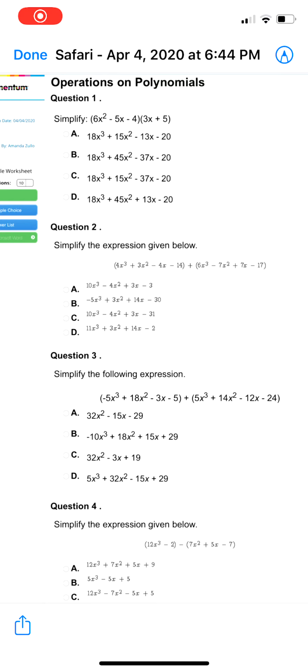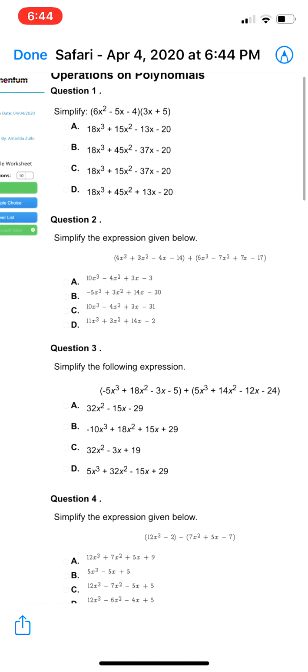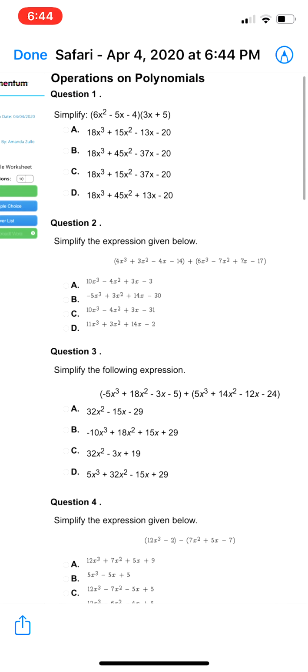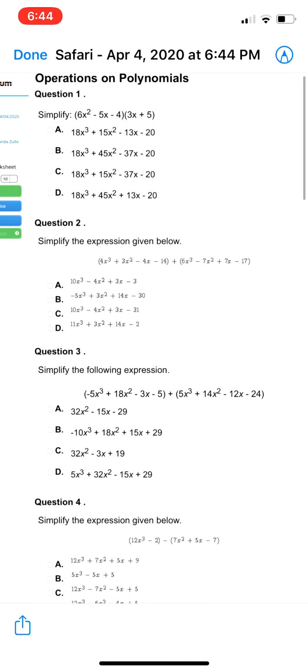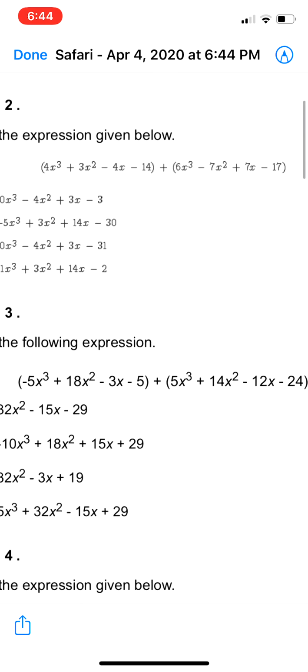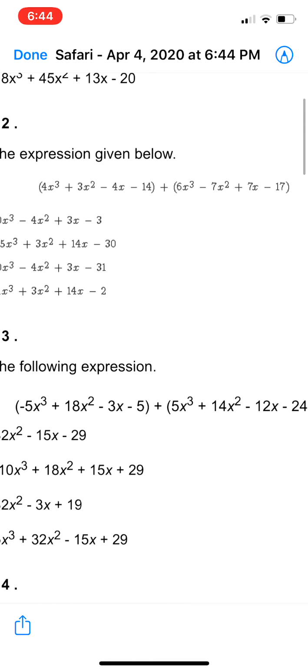Hey everyone, we're going to be doing some operations on polynomials, which is adding, subtracting, and multiplying polynomials. So I'm going to skip number 1 for the moment because that's probably the most challenging problem that I have to offer you today. Anytime you have a quantity or a set of parentheses separated with either a plus or a minus, you're just simply either adding or subtracting.